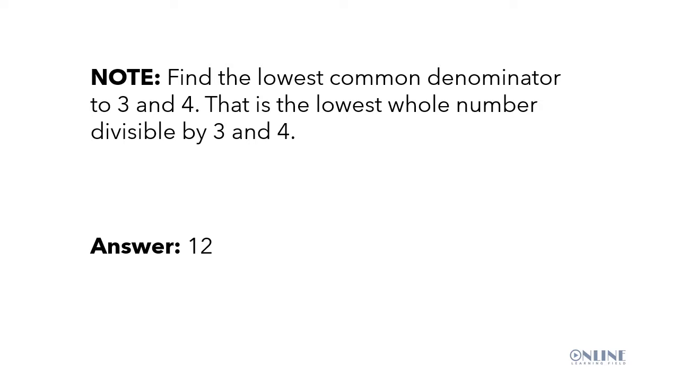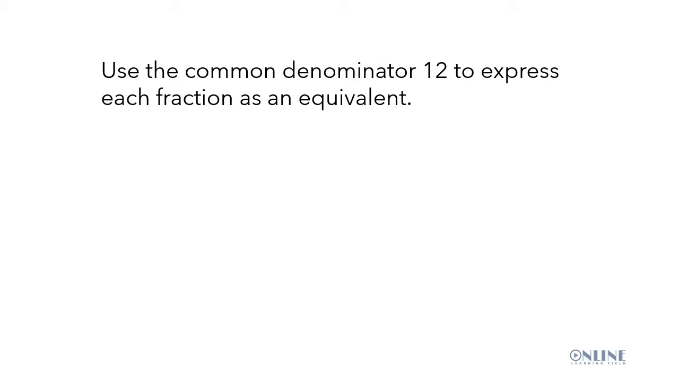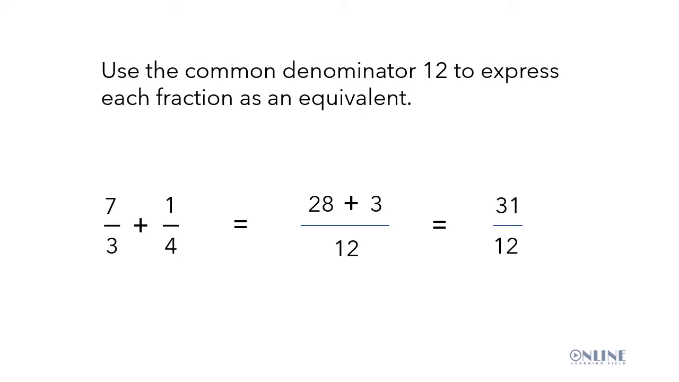That number is 12. The next step is to use the common denominator 12 to express each fraction as an equivalent. The procedure is simple. 3 can divide 12 4 times. Multiply this 4 by 7, which is the numerator of 7/3. That will give us 28. Write 28 above the division line and add the addition sign next to it.